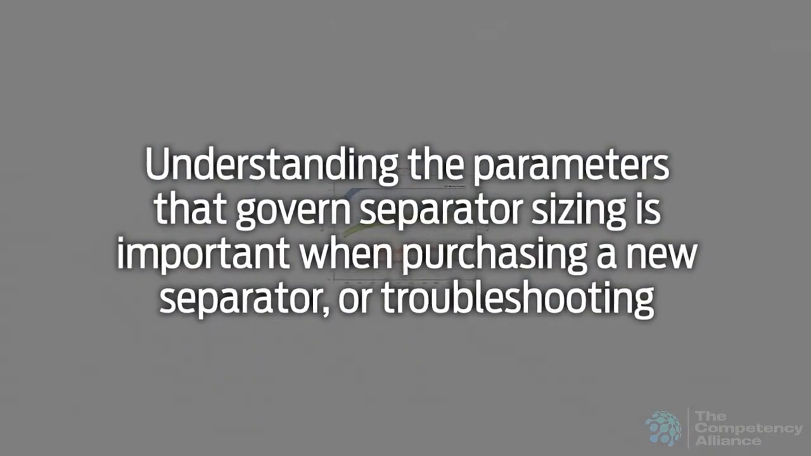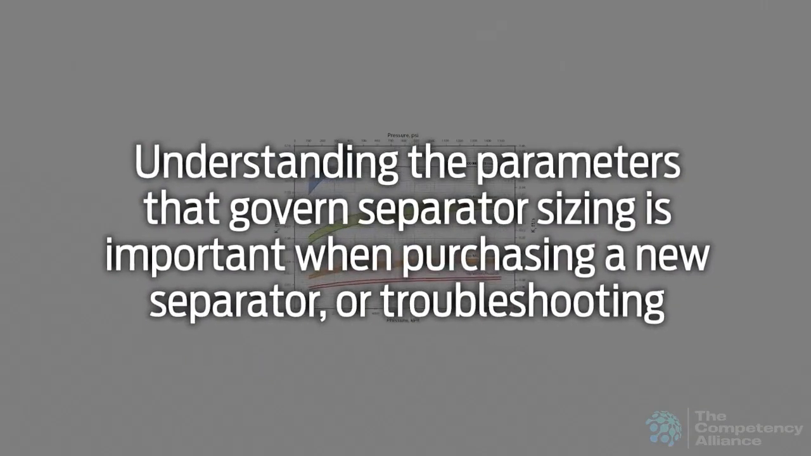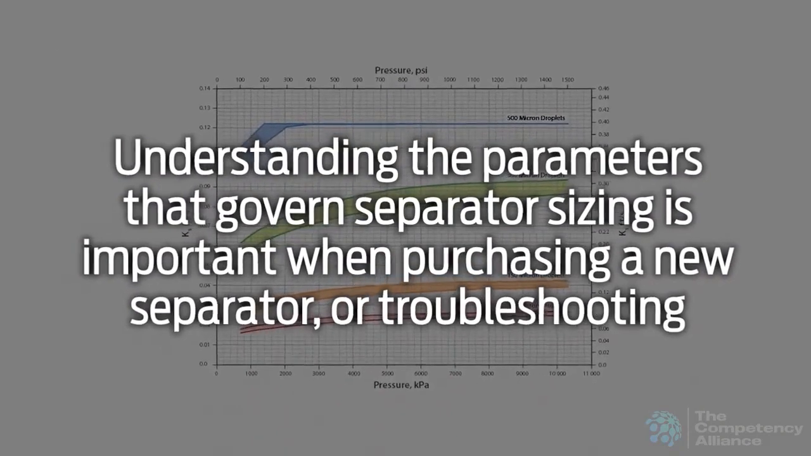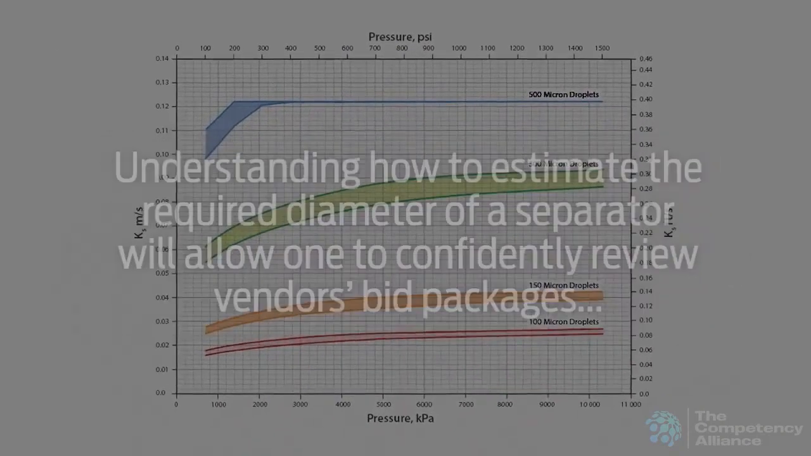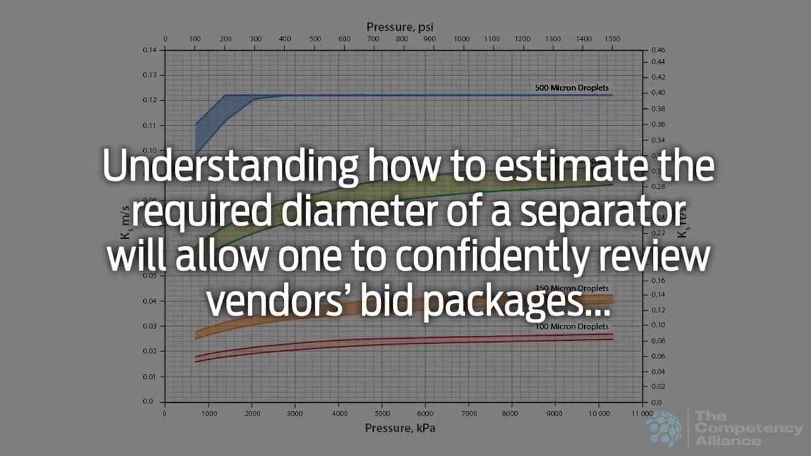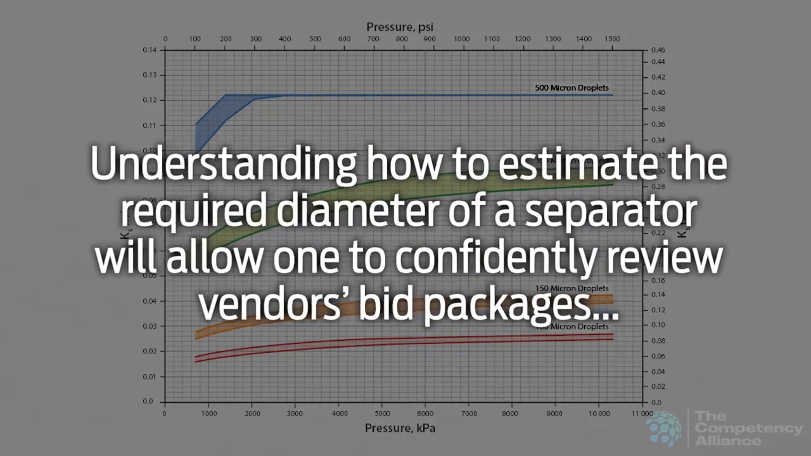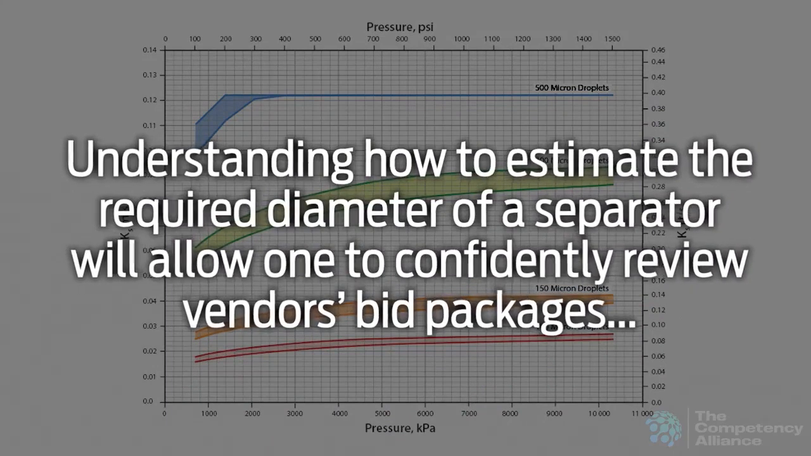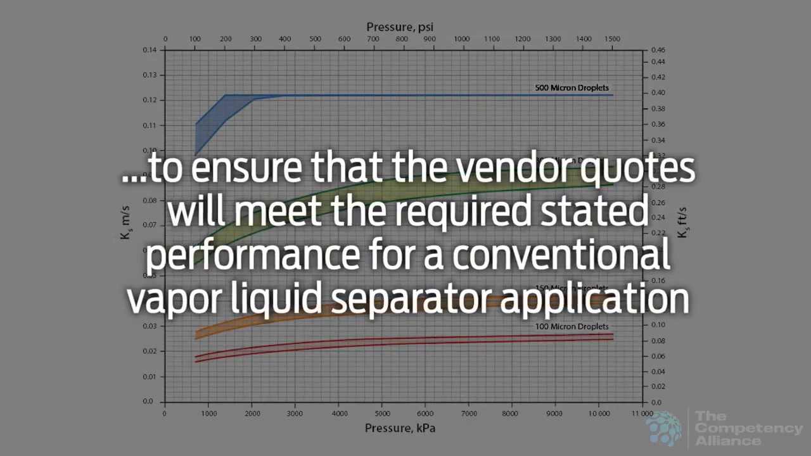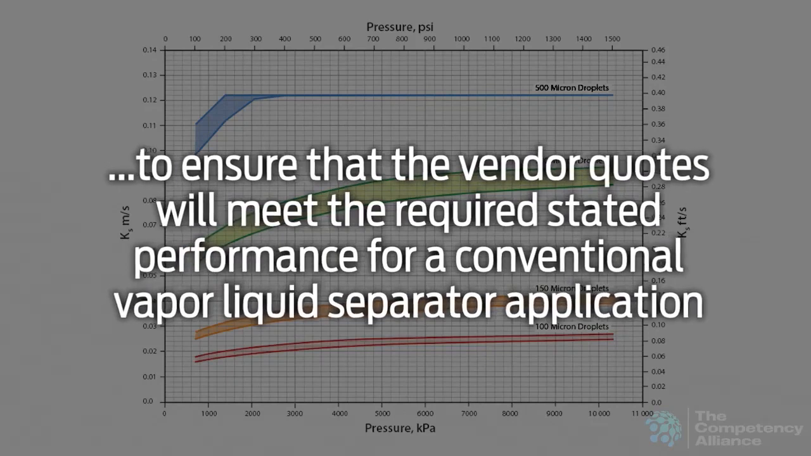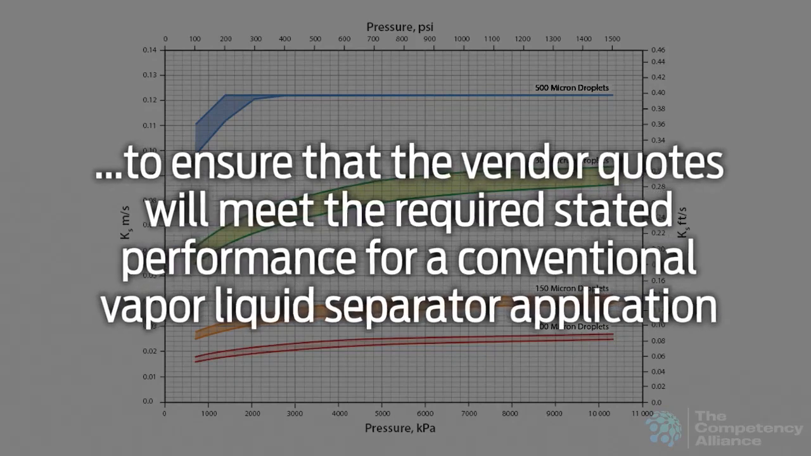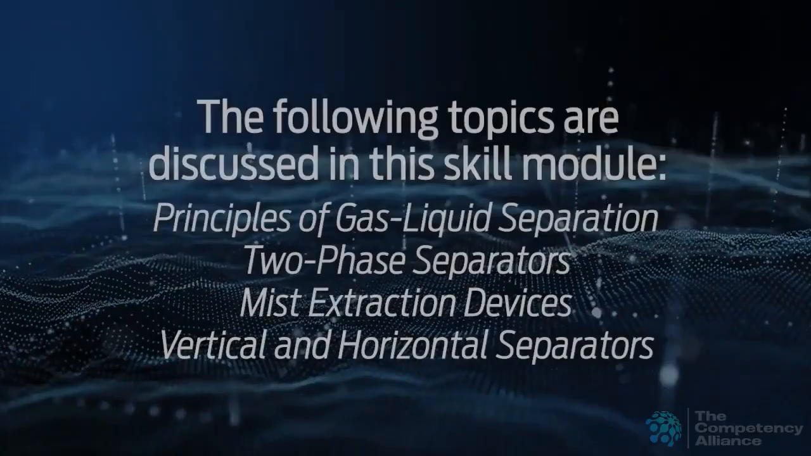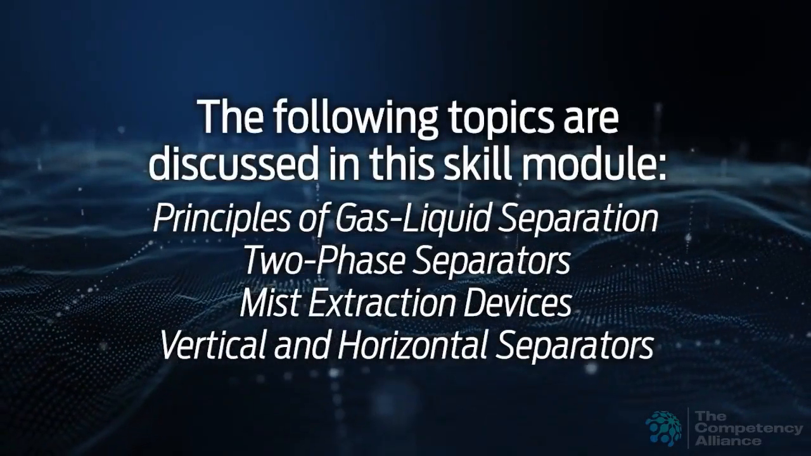Understanding the parameters that govern separator sizing is important when purchasing a new separator or when trying to troubleshoot an existing separator in the field. Understanding how to estimate the required diameter of a separator for a given application will allow one to confidently review vendors' bid packages to ensure that the vendor quotes will meet the required stated performance for a conventional vapor-liquid separator application. This skill module discusses the topics shown here.